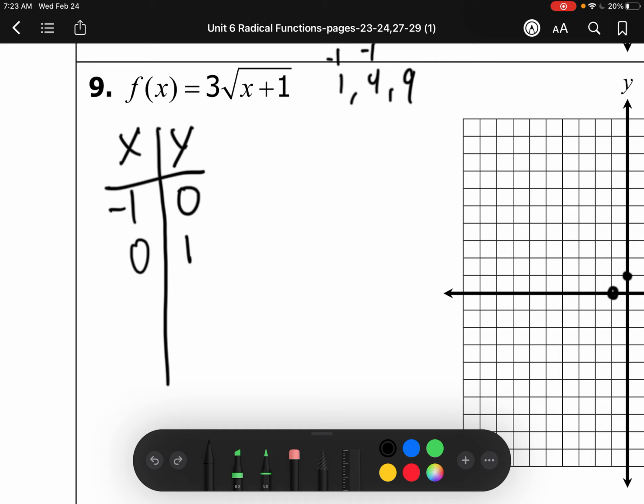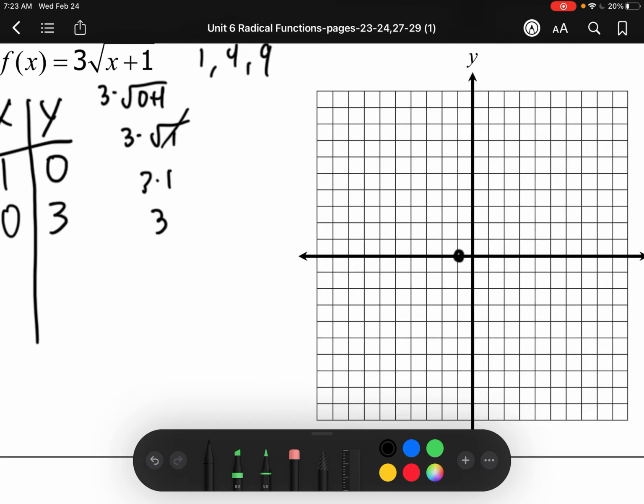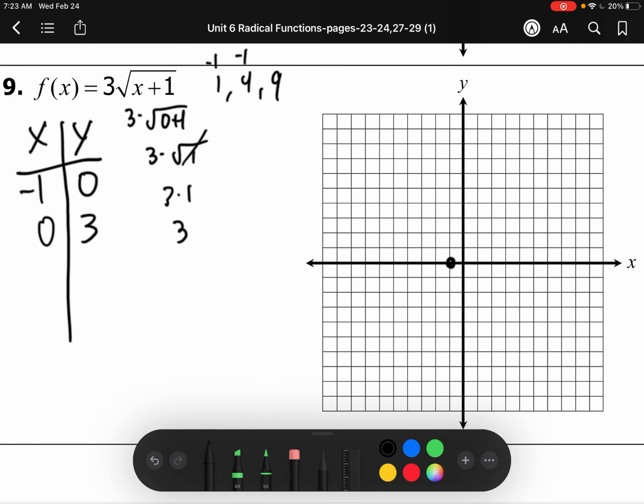I forgot about the vertical stretch, right? So this is 3 times the square root of 0 plus 1, which becomes 3 times the square root of 1. Square root of 1 is 1, so this becomes 3 times 1, which is 3. So my output would actually be 3 here, not 1. And that's what represents the vertical stretch by 3. So my point would actually be right here.